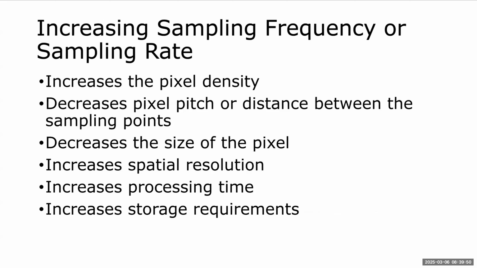So increasing sampling frequency or sampling rate does a couple of things. It does increase the pixel density. It decreases the pixel pitch, or the distance between the sampling points. It decreases the size of the pixel. It increases the spatial resolution. So all those are good things or advantages. These last two would be drawbacks to increasing the sampling frequency. That would mean that it would increase the processing time for the image and also increase the storage requirements.